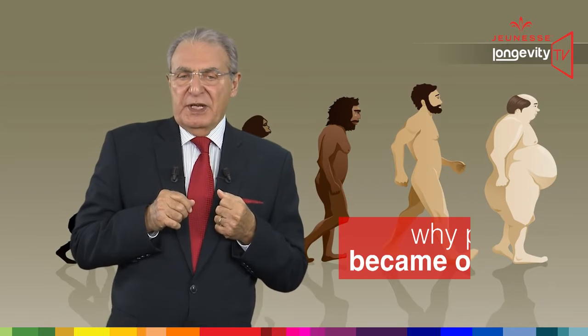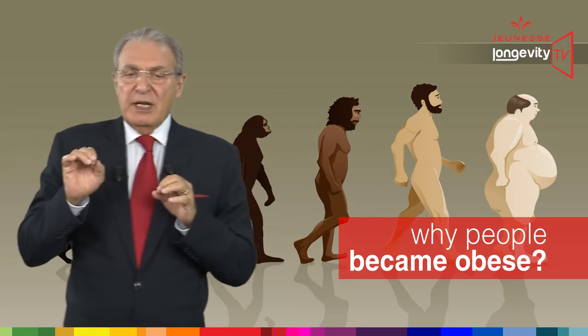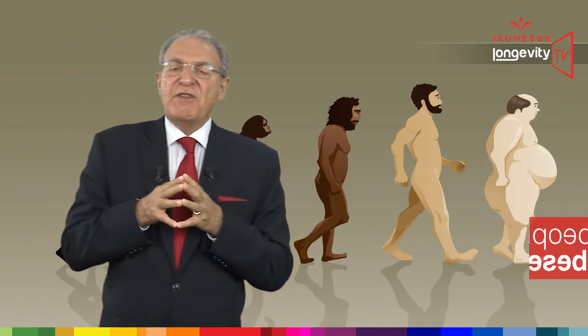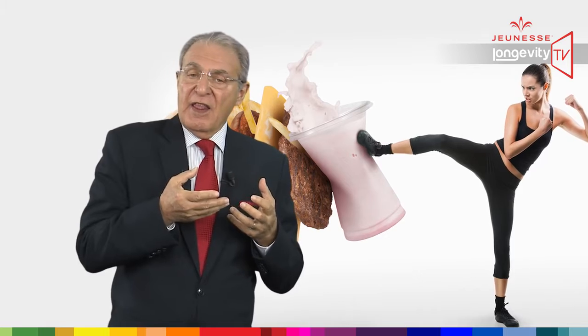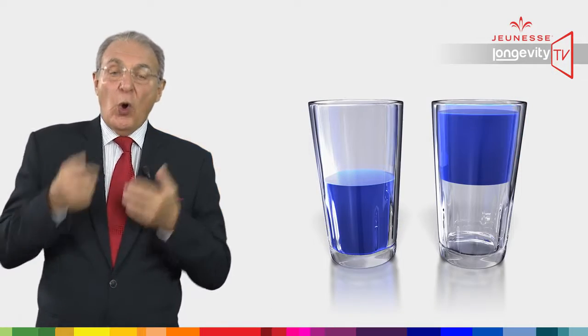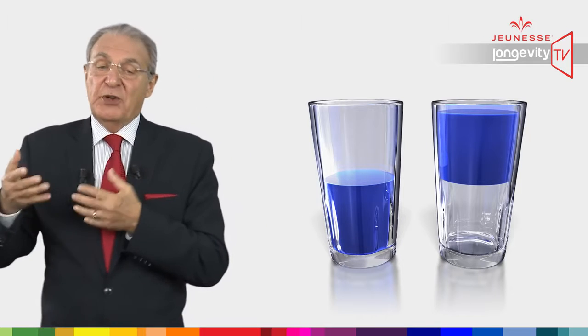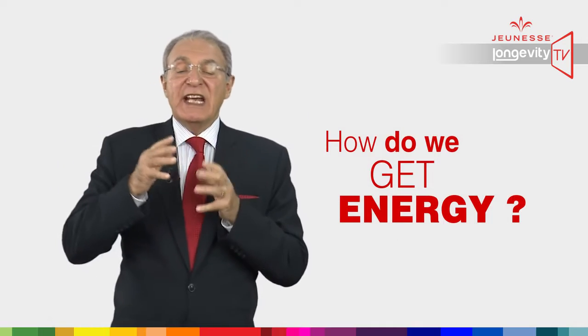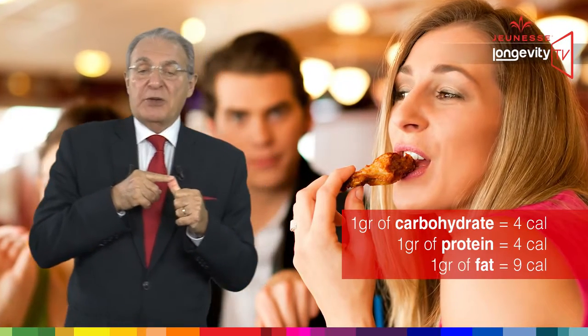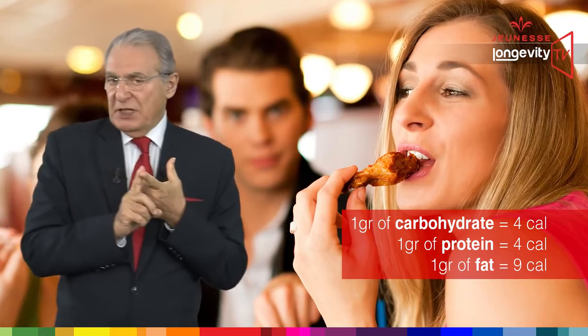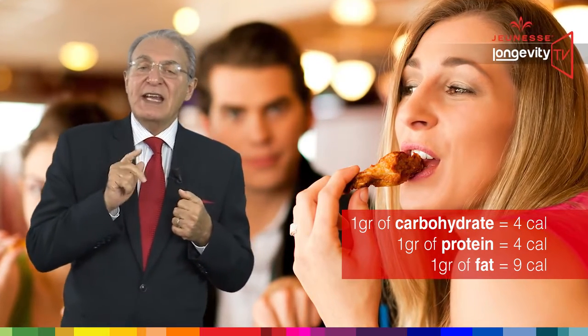Why do people become obese? It is very simple in theory, but becomes more complicated when we reach fat metabolism. We gain weight or fat when we eat more than we spend in terms of calories, or when we spend less than we eat. So how do we get energy? The body will get energy only from food, knowing that 1 gram of carbohydrate will release 4 calories, same for proteins, but 1 gram of fat will release 9 calories. So it all depends on how much you eat and what kind of food you eat, if the food is rich in fat, in protein, or in sugars.